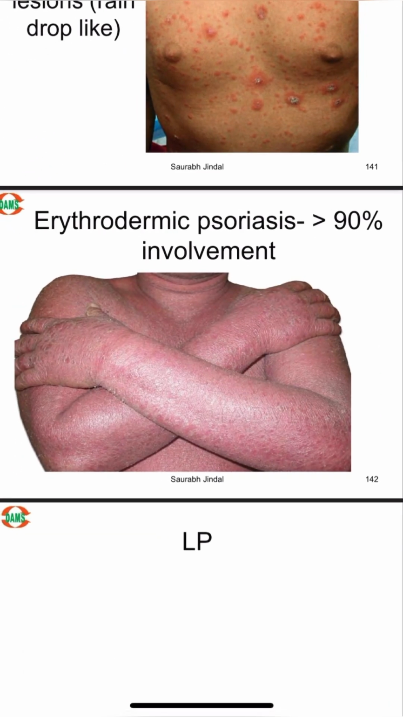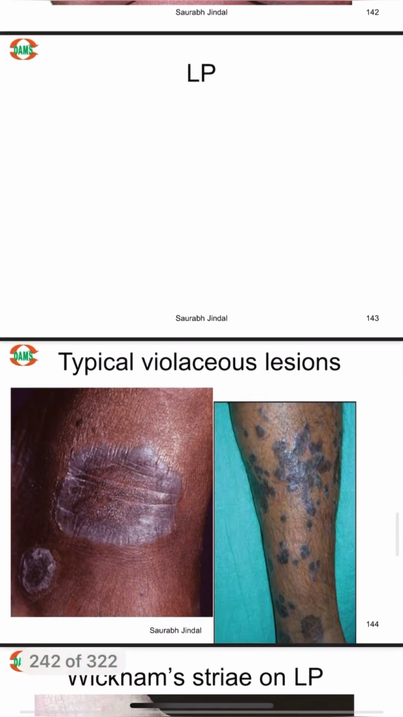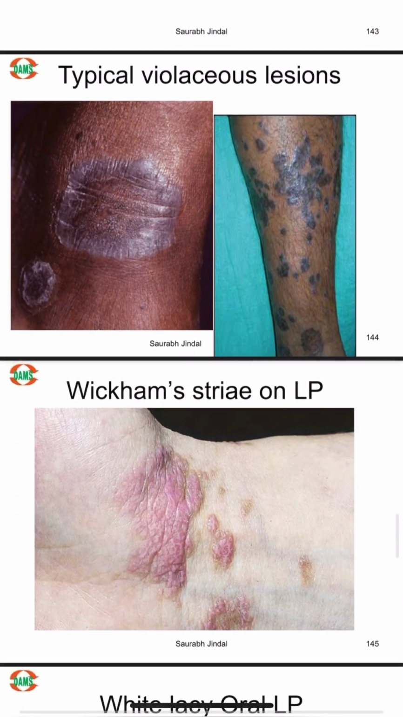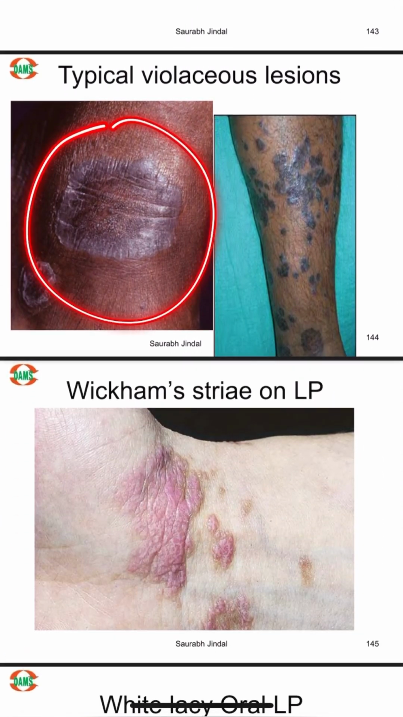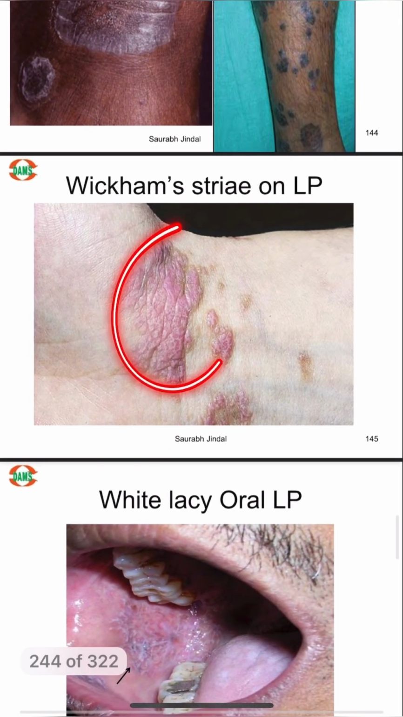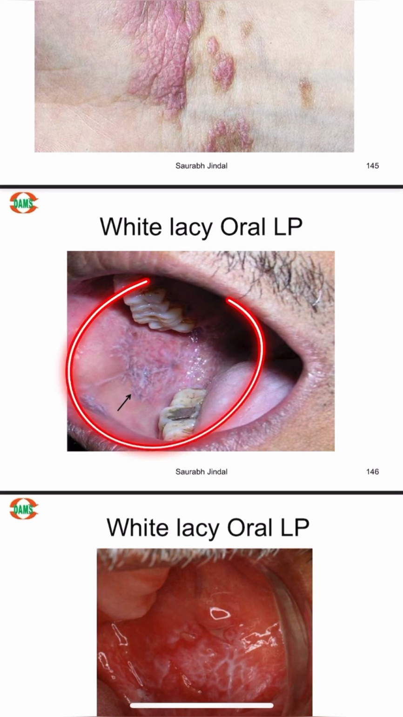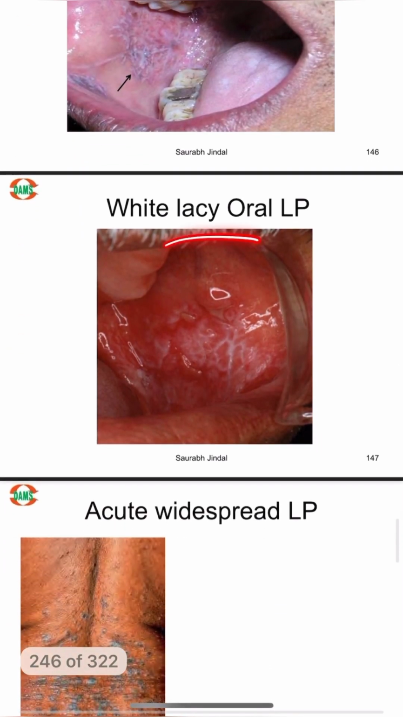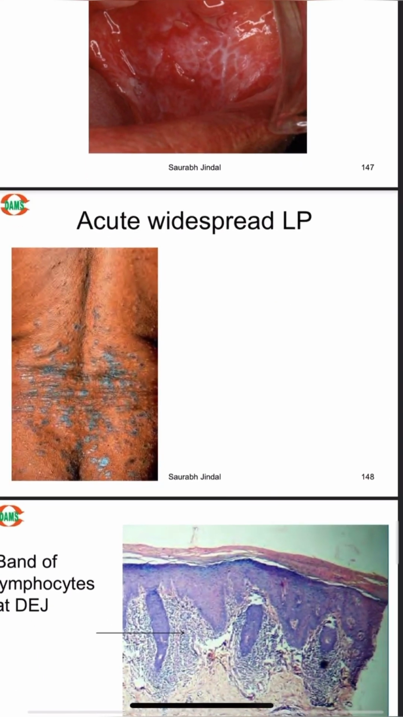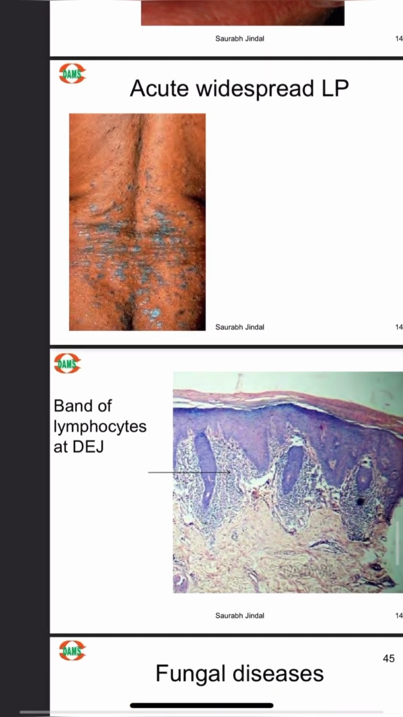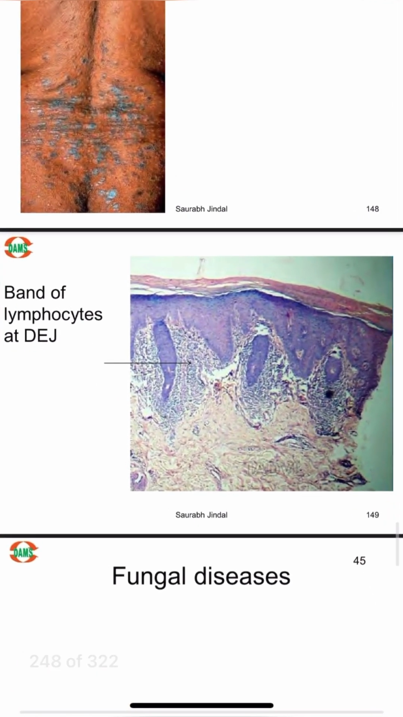Erythrodermic psoriasis, which is more than 90% involvement of the body surface area. Now some images of lichen planus, typical violaceous lesions, Wickham striae, white lacy oral lesions, band of lymphocytes at dermoepidermal junction.